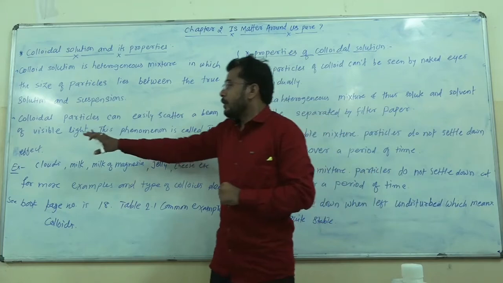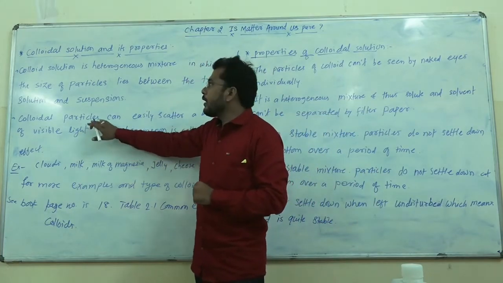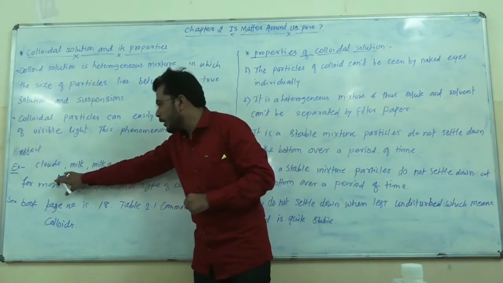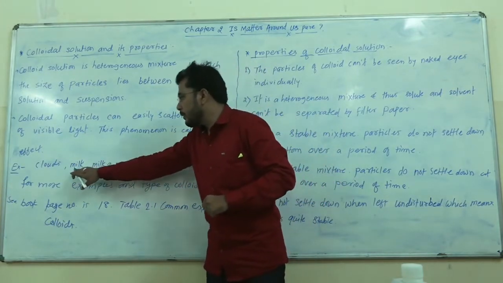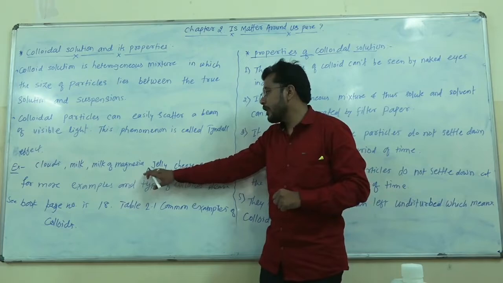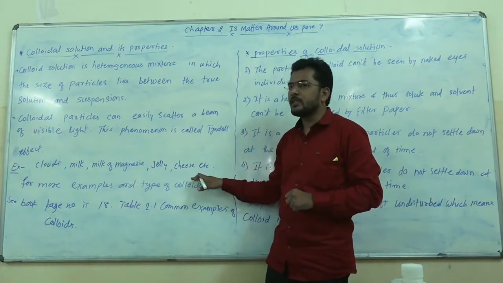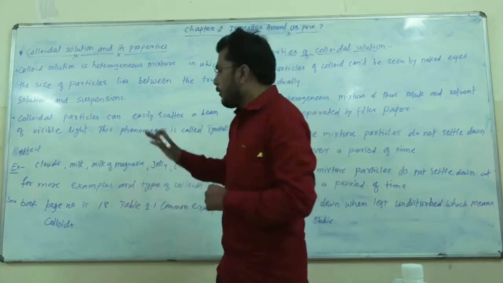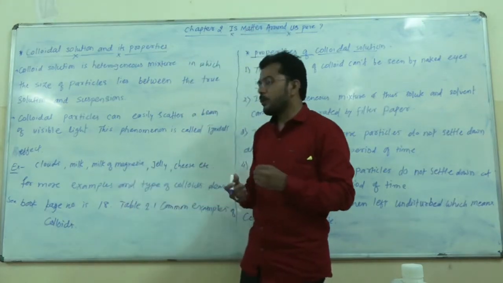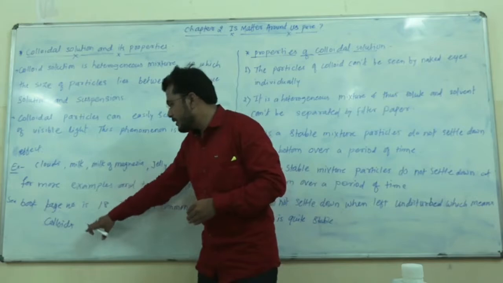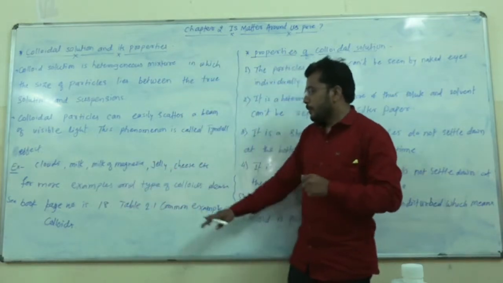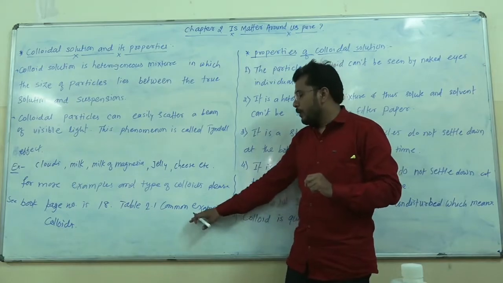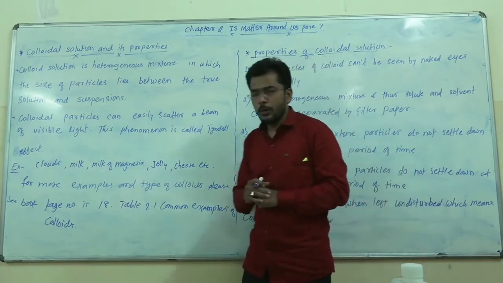Now we have some examples of colloidal solution. The first examples are clouds, milk of magnesia, jelly, cheese. These are the examples. There are so many examples. If you want to know more examples, please see textbook page number 18, where there is Table 2.1, common examples of colloids.